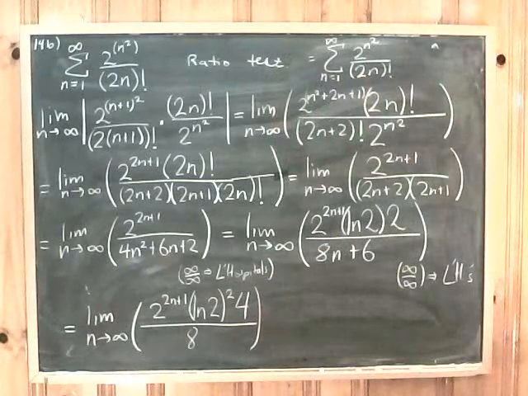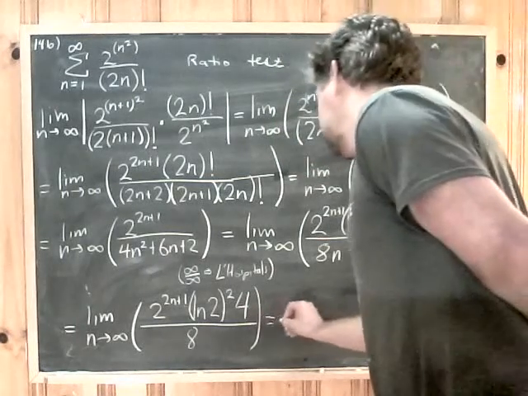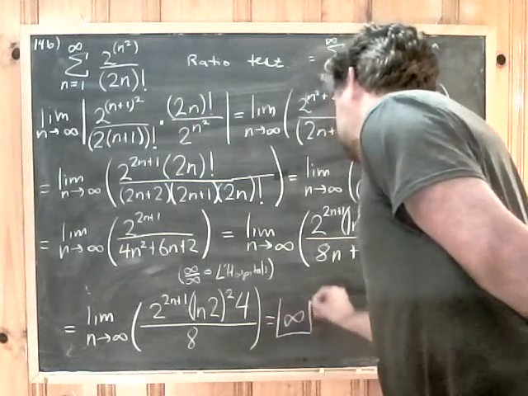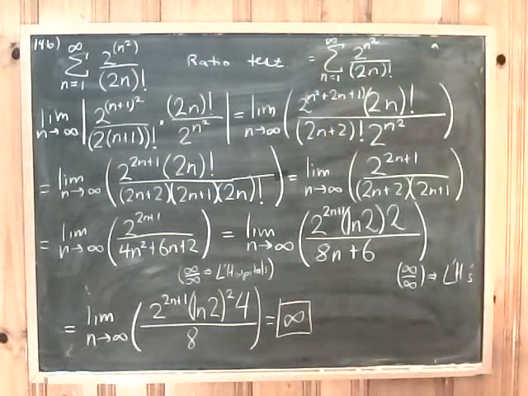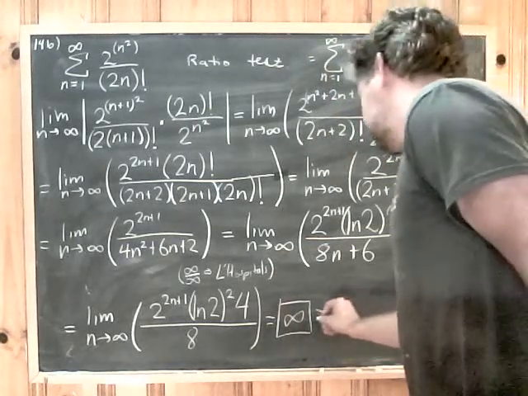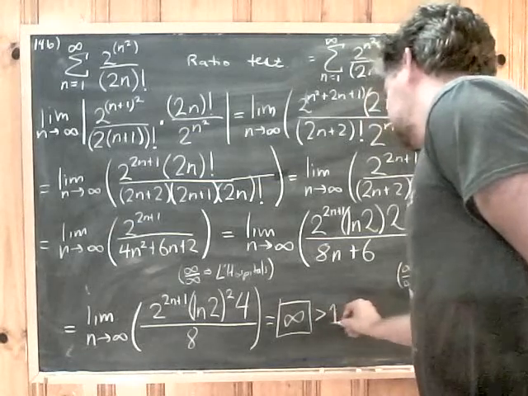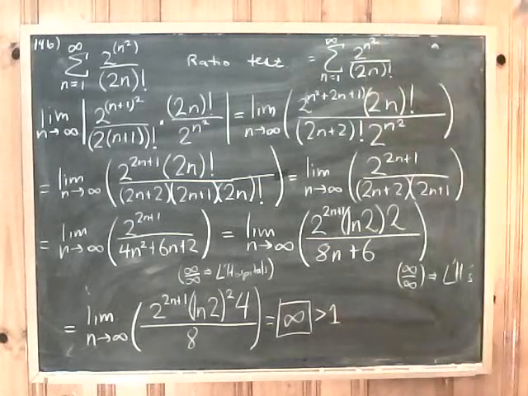And now I'm getting an answer which is infinity on top because it's 2 to the infinity and 8 on the bottom. So I got an answer of infinity. And let's see, the ratio test just says as long as you get something larger than 1, you know that it diverges.